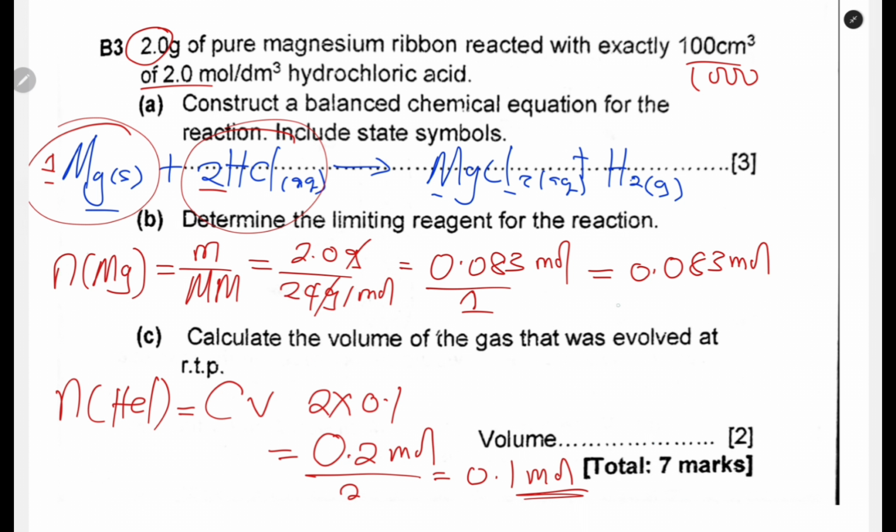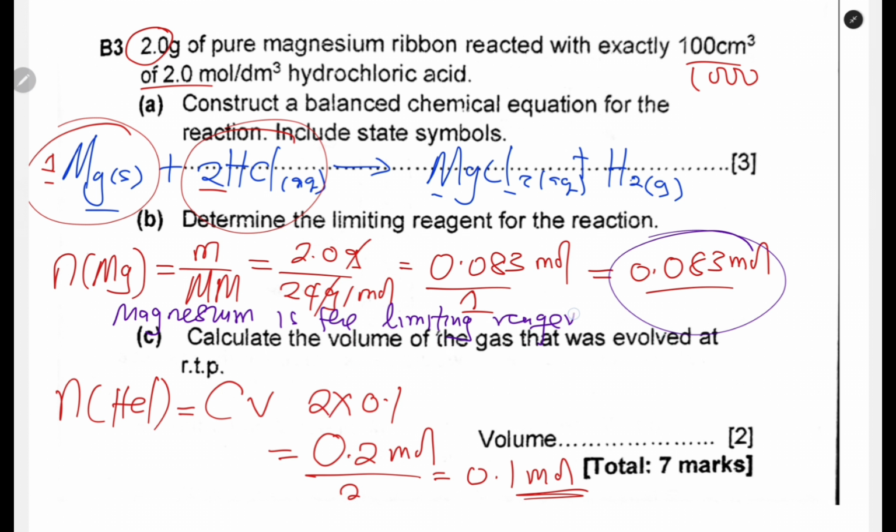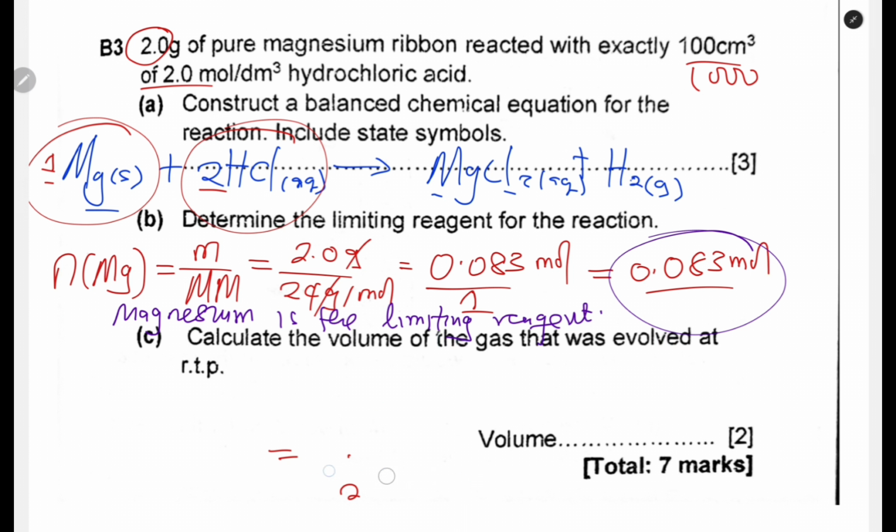Then you compare these. Which one is less? 0.083 and 0.1. You find that the one that is less is this one. And therefore, we can conclude that magnesium is the limiting reagent. So don't just calculate. At the end, you need to state the limiting reagent after you've shown the calculations. Okay? Then calculate the volume of the gas evolved.